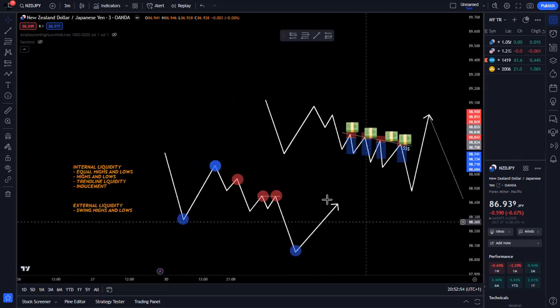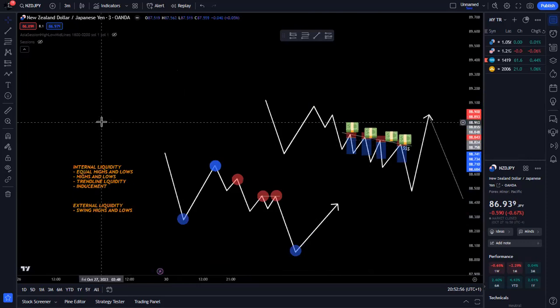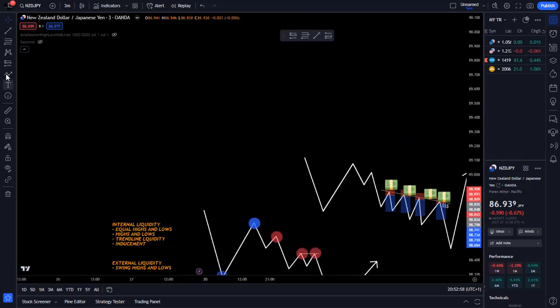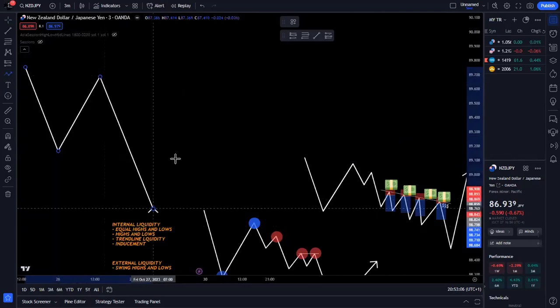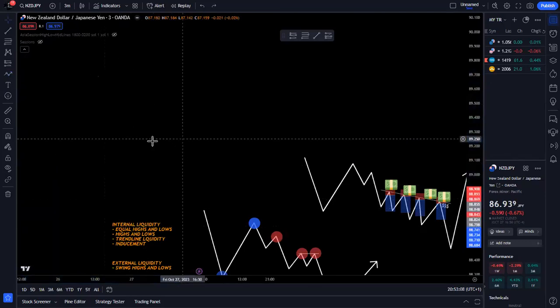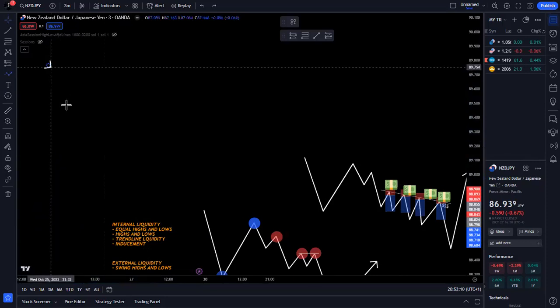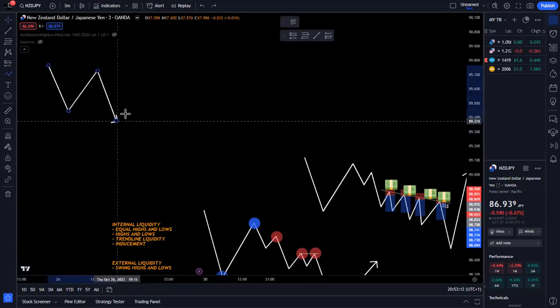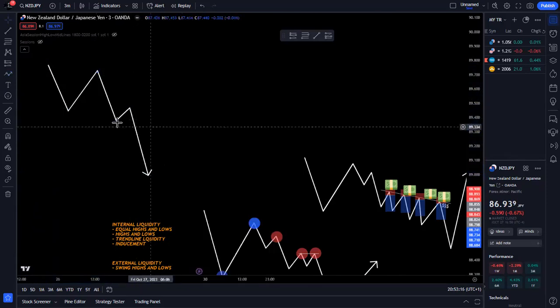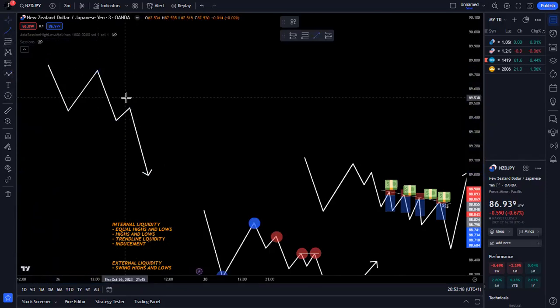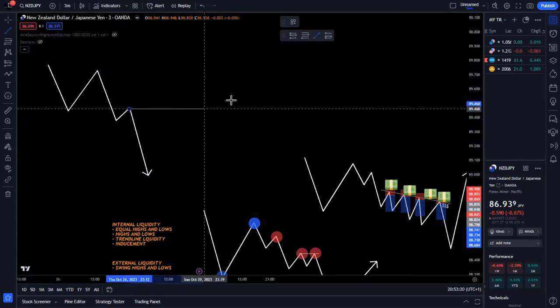Then the next form of liquidity, I told you guys, is normal highs and lows. Now, when it comes to normal highs and lows, you can basically see something of this nature, whereby we have LQ lying above here.